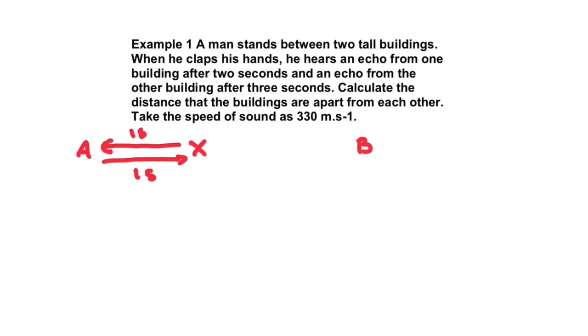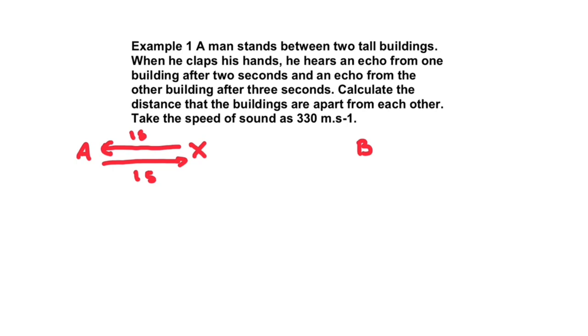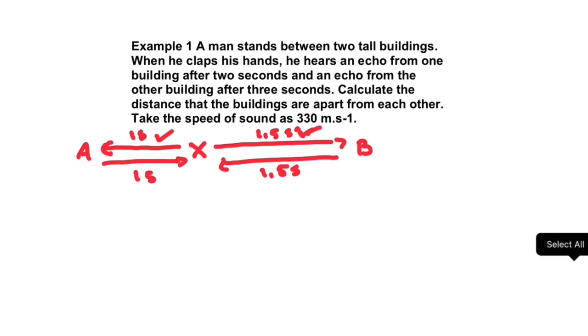And then now let's take a look at the man and the second building. It takes 3 seconds. So for the sound waves to travel from the man to the building is 1.5 seconds, while traveling from the second building back to the man will be another 1.5 seconds. We are just dividing the time taken by 2. 2 divided by 2 is 1. 3 divided by 2 is 1.5 seconds. So this is the first thing you have to realize when you are working with echoes. As soon as you make sense of this, you are done. You can easily solve all the problems.